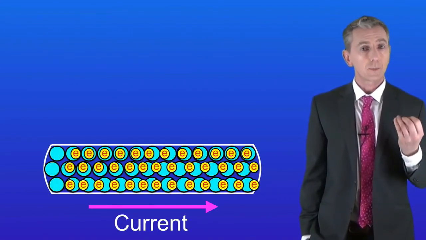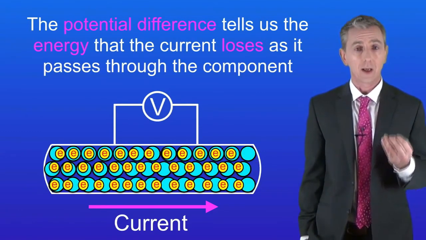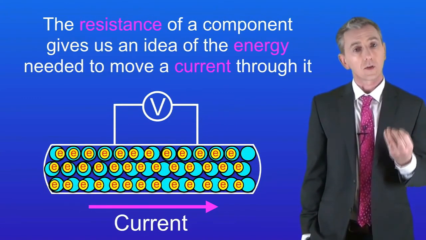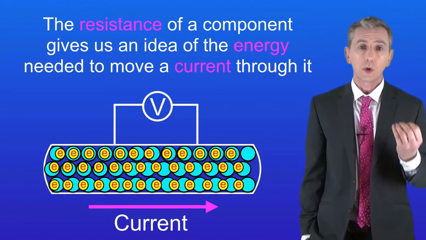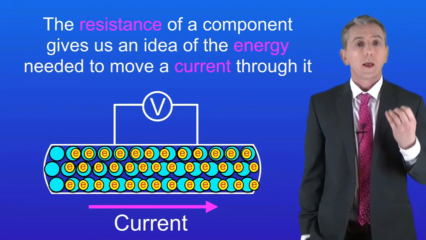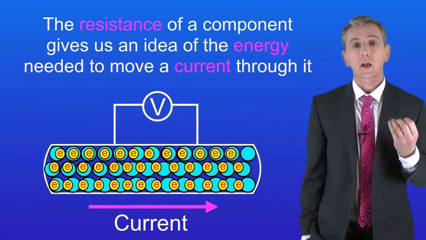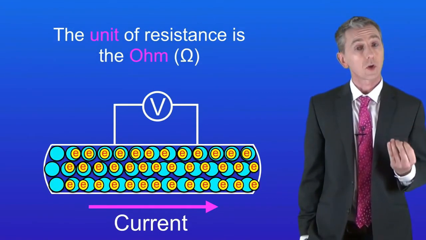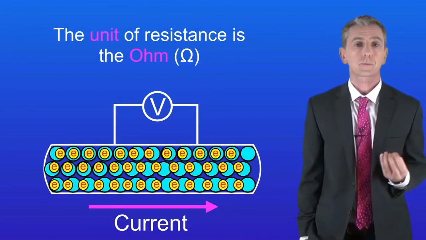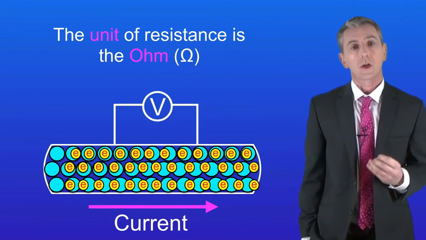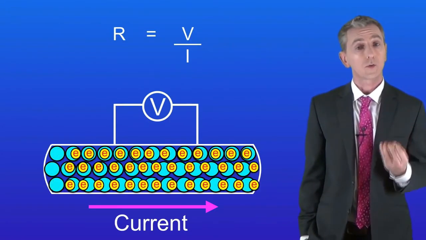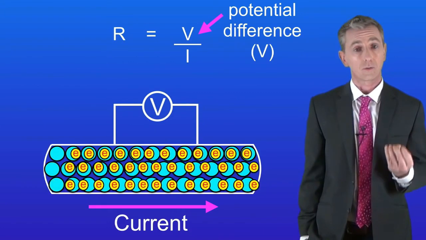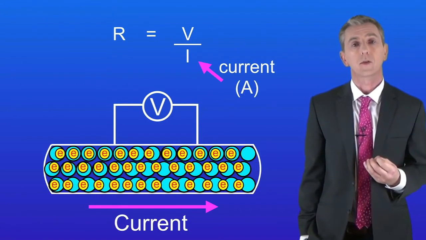So it actually takes a lot of energy for the electrons to make their way through a component. And as we've said before, the potential difference tells us the energy that the current loses as it passes through the component. So the resistance gives us an idea of the energy needed to move a current through a component. If a component has a high resistance, then it will take a large potential difference to get our current to move through it. The unit of resistance is called the ohm, and it has this symbol. So how do we calculate resistance? Well, we use this equation, R equals V over I. R is the resistance in ohms, V is the potential difference in volts, and I is the current in amperes.